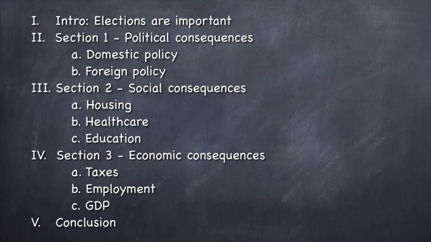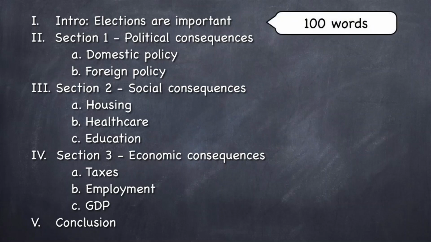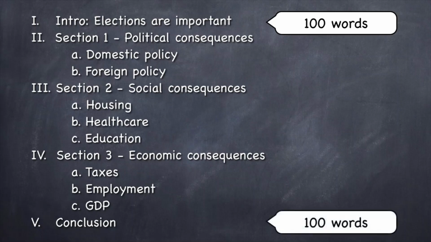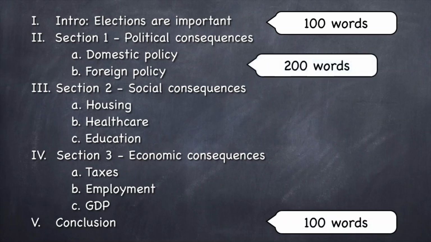One aspect that I teach my students to do is to figure out how many words should go into each of the sections, into each of the paragraphs, however you decide to think about it. Now, let's say that we need to write about, let's say, 1,000 words. So 100 words will go into the first paragraph, which is the introduction, and 100 words for the conclusion. This makes sense, right? Now, we'll have 200 words for section 1. Why? Because we have 2 subsections there. So it's 100 words per subsection, 100 words about domestic policy and 100 words about foreign policy.